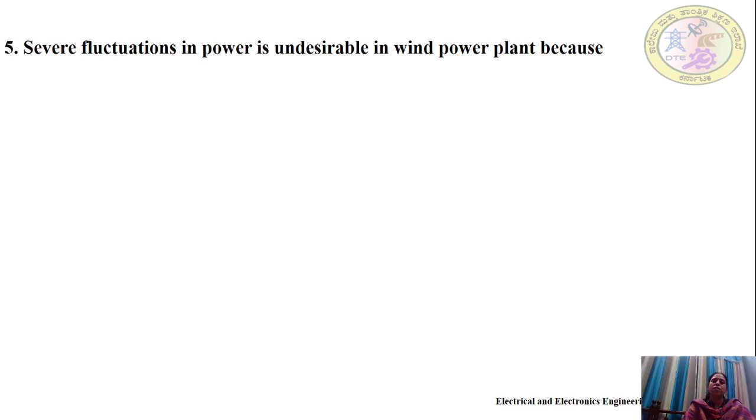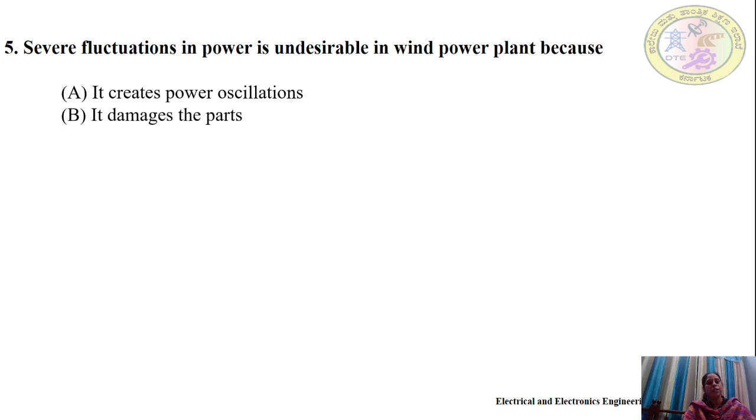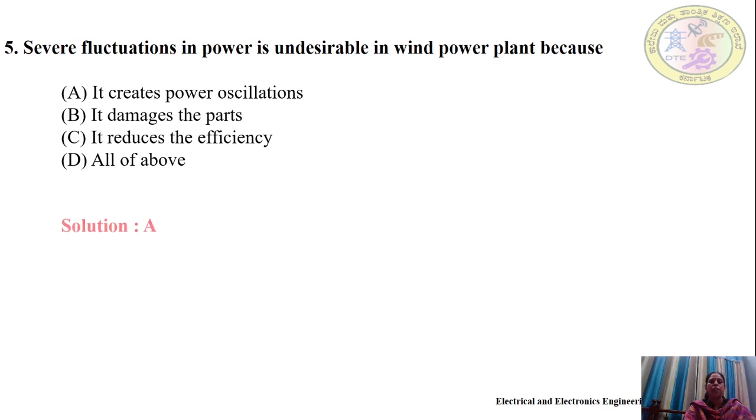Severe fluctuations in power are undesirable in a wind power plant because it creates power oscillations, it damages the parts, it reduces the efficiency, all of the above. So severe fluctuations in power are undesirable in a wind power plant, because they create power oscillations. Answer is A.